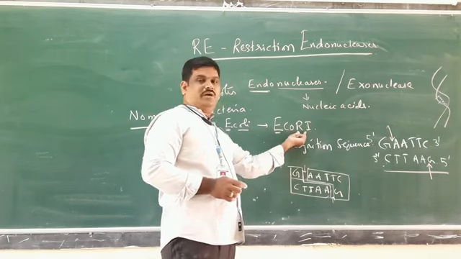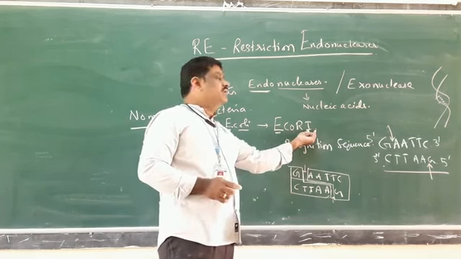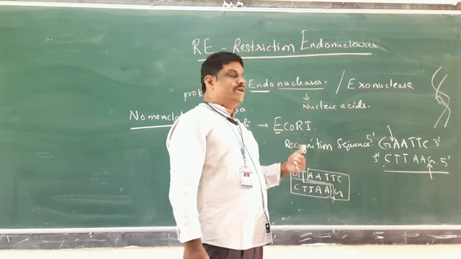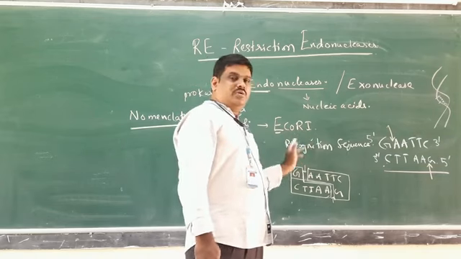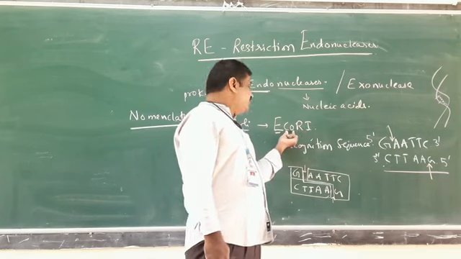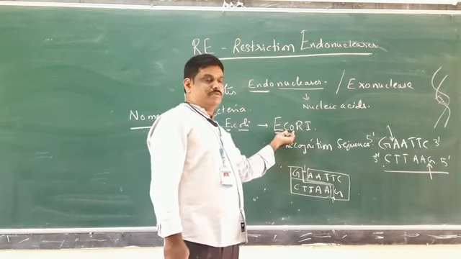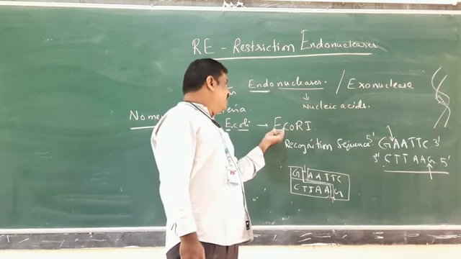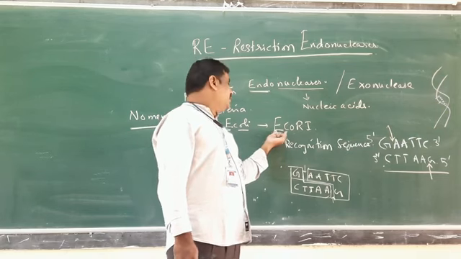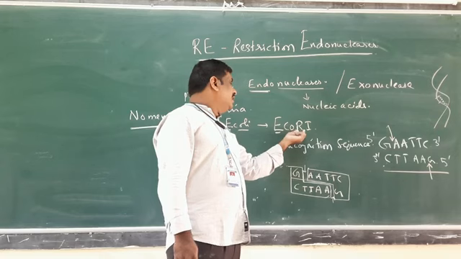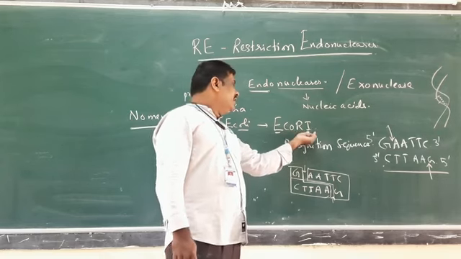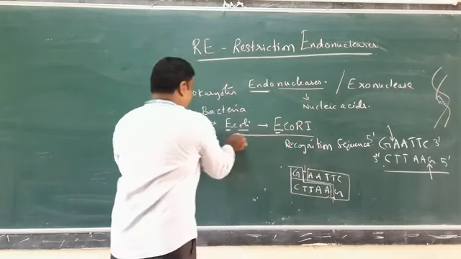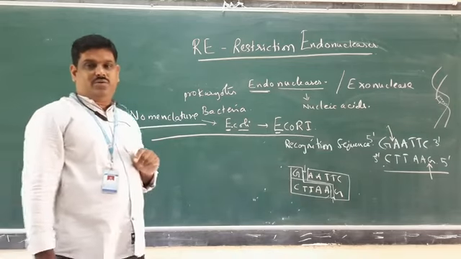R is the strain or subtype, and I is the sequential number. When there are two or three restriction endonucleases extracted from the same strain, they are EcoRI, EcoRII, EcoRIII, EcoRIV. So E represents the first letter of the genus name, co represents the first two letters of the species name, and R is the strain. Usually the first letter is capital and the next two letters are small, the strain is denoted by a capital letter again, and sequential numbers are in Roman numerals. This is how restriction endonucleases are named.